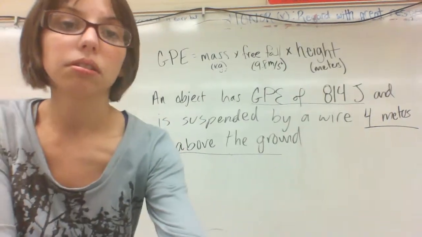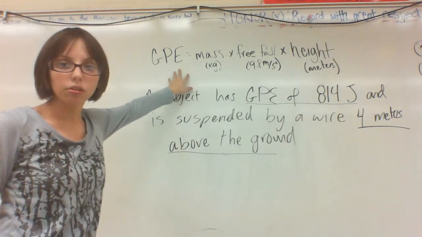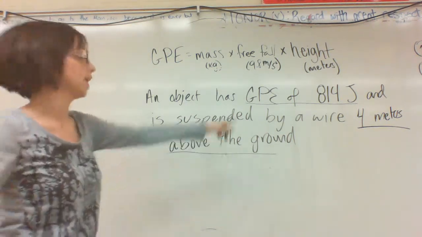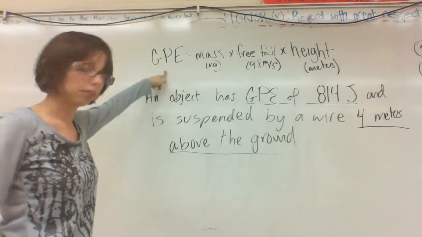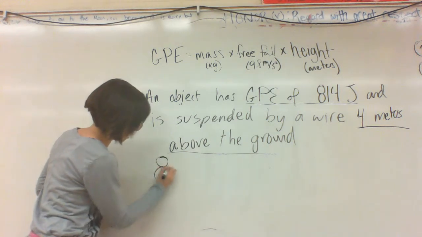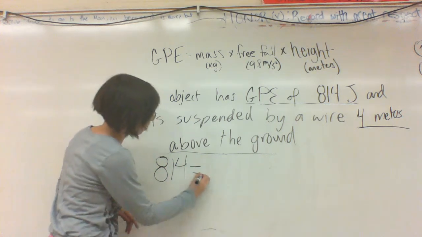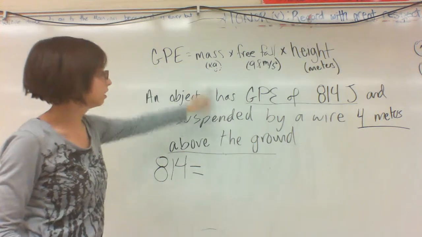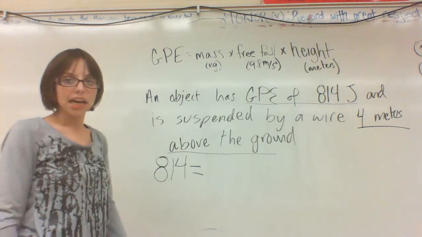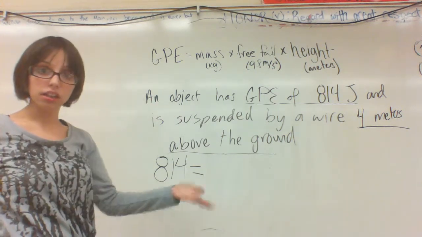Well, what you do, you look in this formula, and you see, what do I have? Where do I put these numbers? So I see GPE here. I know I'm going to put it right here. So I'll put 814 on this side of my equation equals mass. Let's see, I look here. The only other number I have is 4. And that's 4 meters. Now I know meters is not mass. Meters is my height.